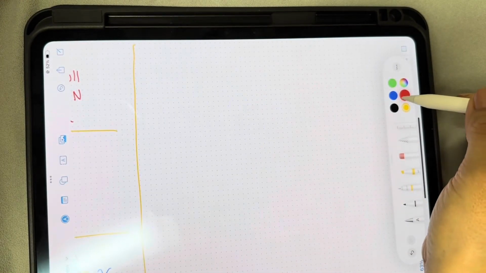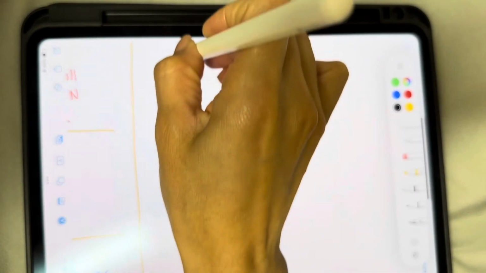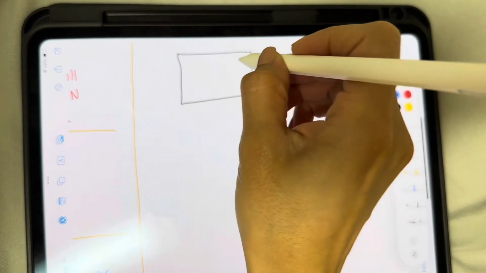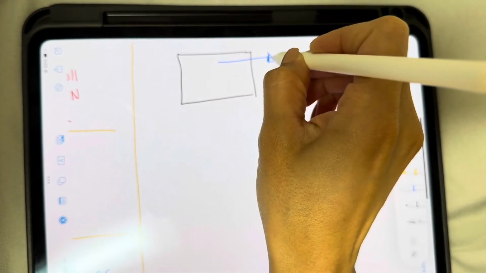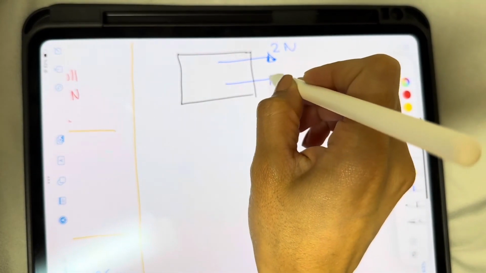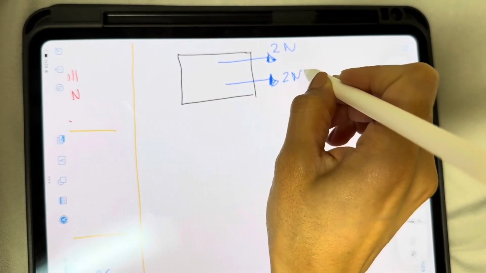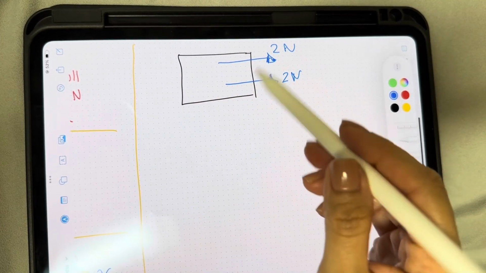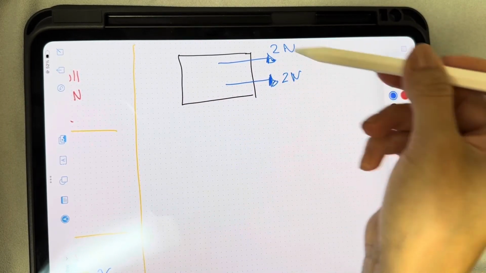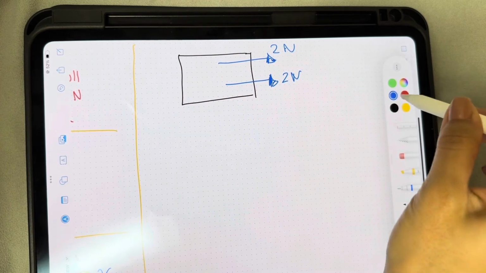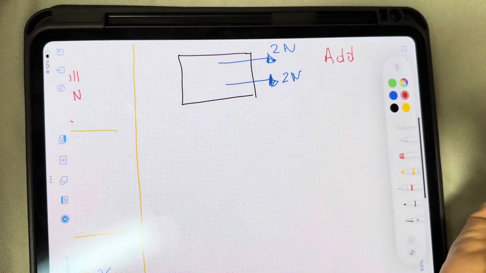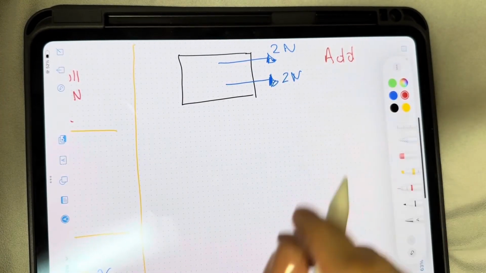So this is pretty simple. If you have, for example, a box right here, and there are 2 forces being applied. One that is 2 newtons towards the right, and another one that is also 2 newtons towards the right. Since the two forces are pointing towards the same direction, which is the right direction, how can you know the total force here? Well, you just add the forces because they are going in the same direction.